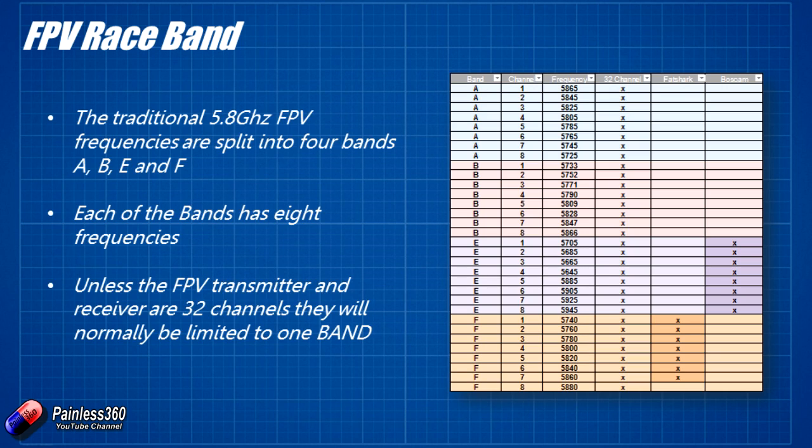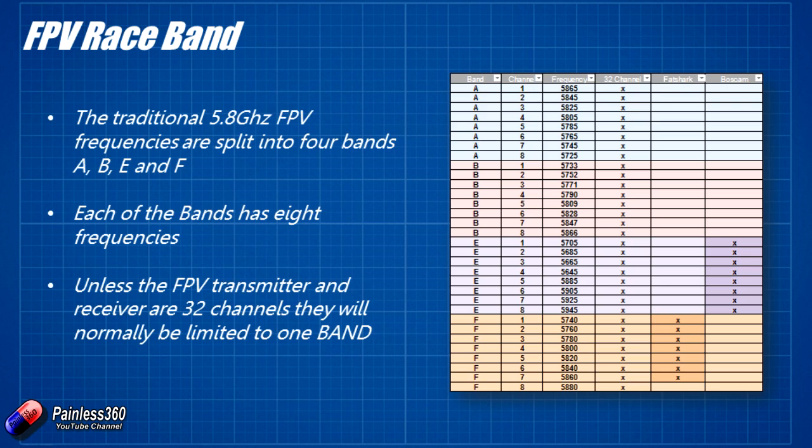Fat Shark traditionally tend to use band F, and things like Bosscam tend to be on band E, but that isn't necessarily the case. So you'll find that different manufacturers will use different bands and different frequencies. One of the interesting things here is that a lot of people used to think that if I had a band F transmitter and receiver, because I was using some Fat Shark or Immersion RC technology, and my friend came to the field and had a Bosscam transmitter and receiver, that we'd never have a problem where his signal would interfere with mine or vice versa.